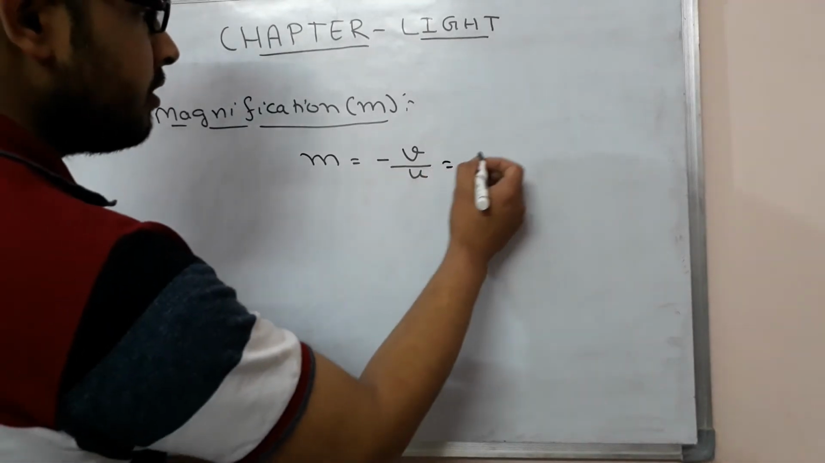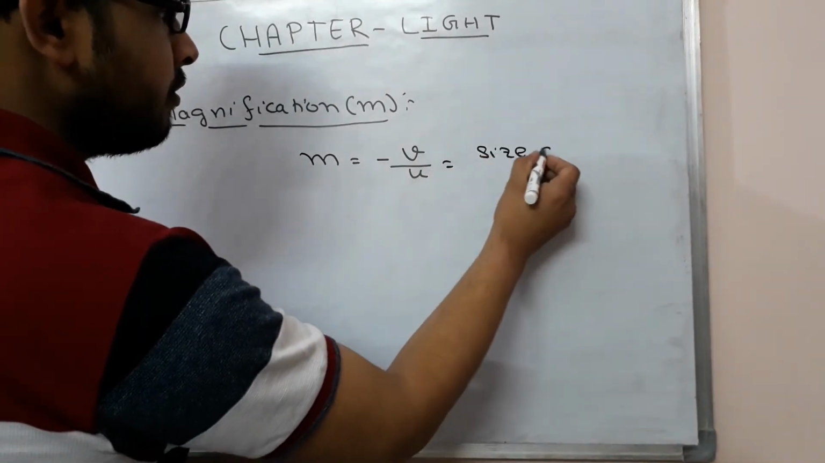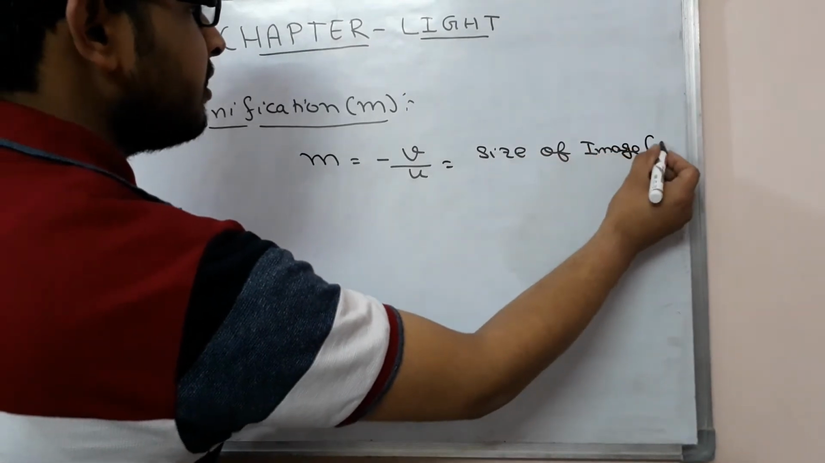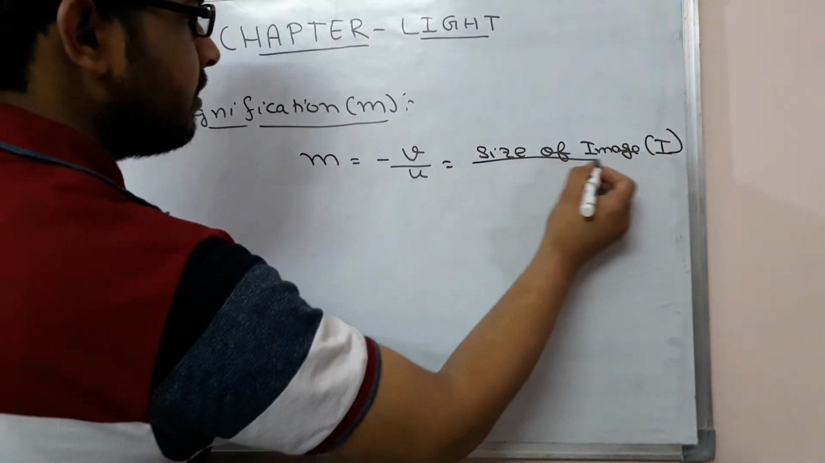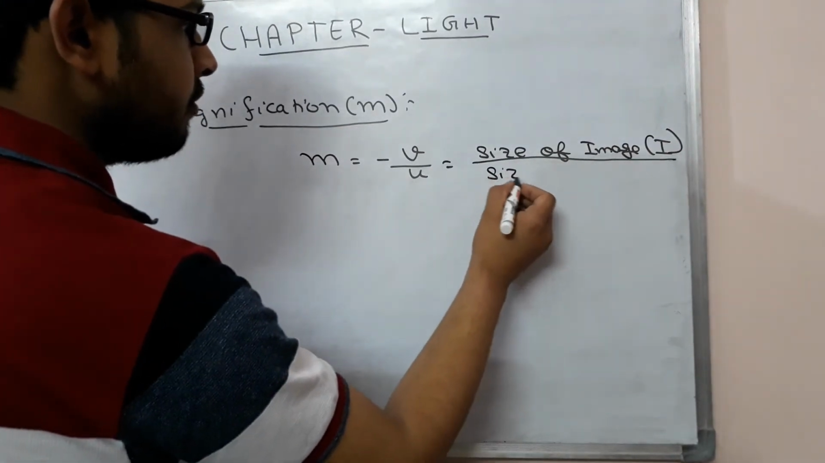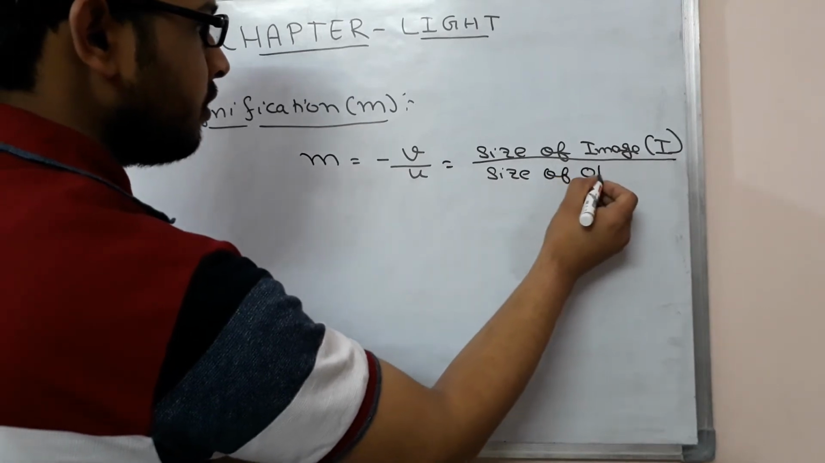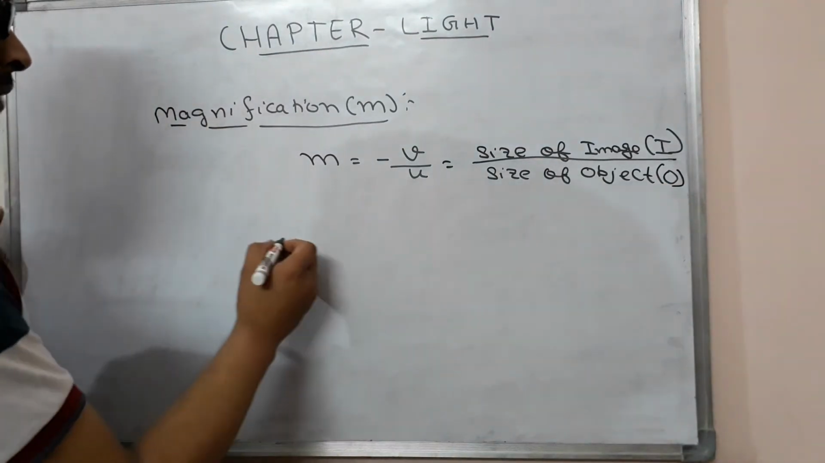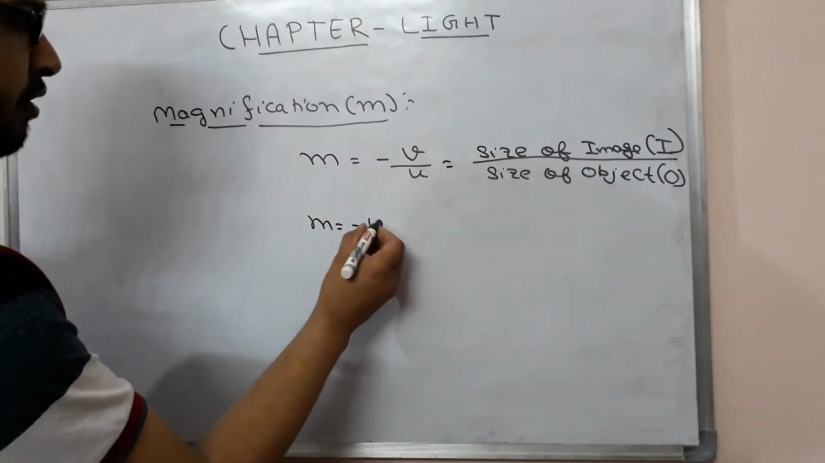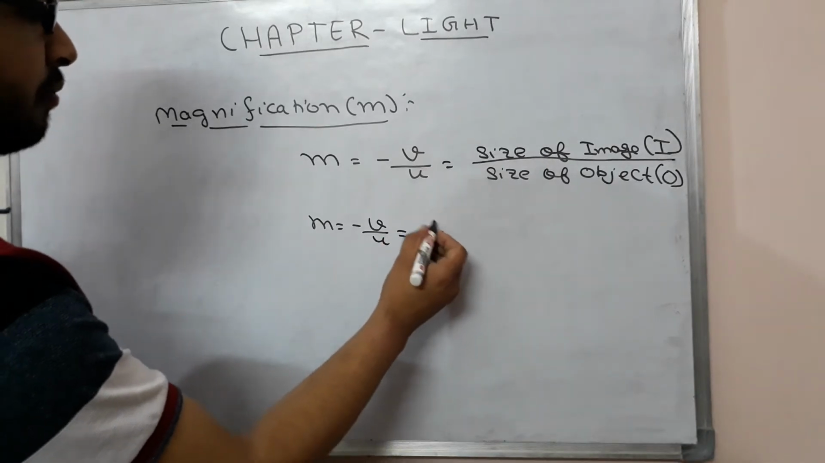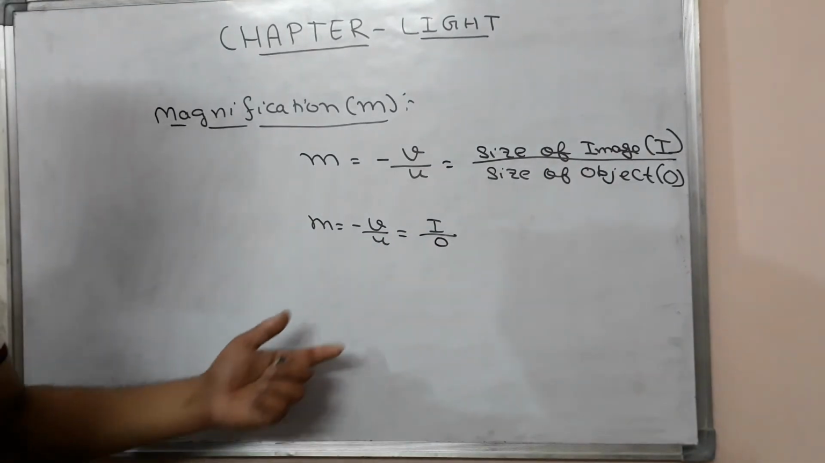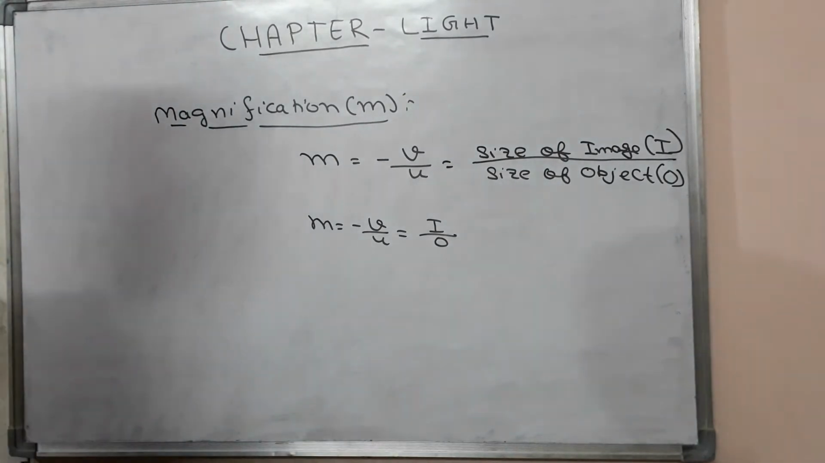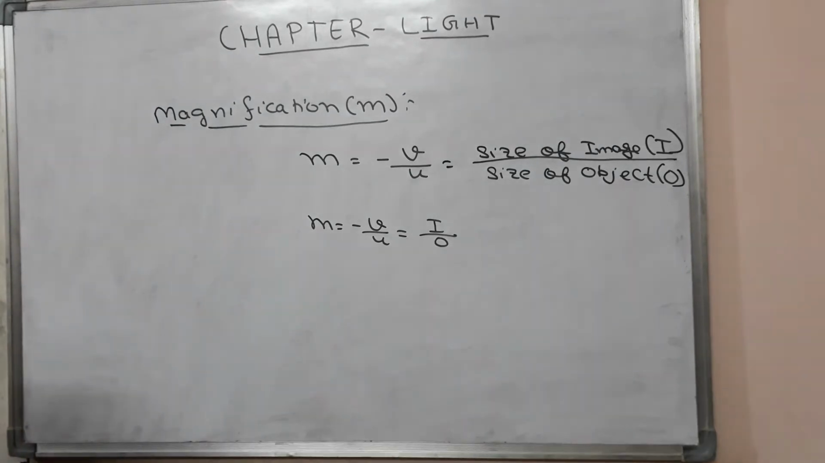It is equal to the size of the image, which we will denote by capital I, upon the size of the object, which we will denote by capital O. So magnification formula is m = -v upon u is equal to I upon O. This is the linear magnification, the size of the image with respect to the size of the object. Now we will do some questions.